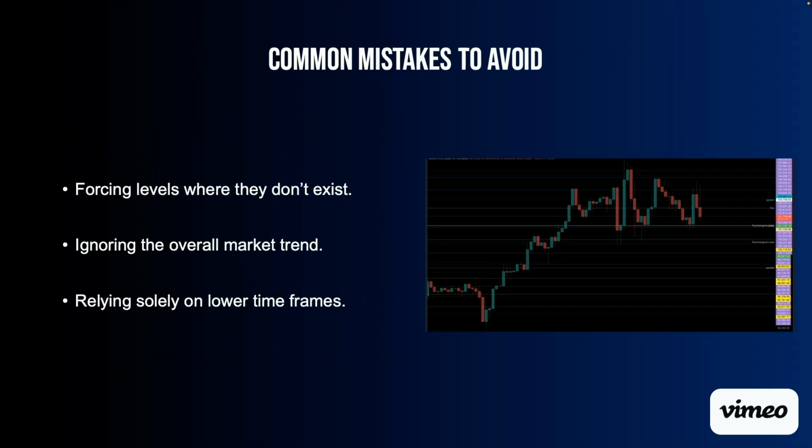Now, before we wrap up, here are a few mistakes to watch out for. Forcing levels. Keep in mind, not every price movement creates a significant support or resistance. Be selective. Ignoring the context. Always analyze levels in the context of the overall trend. A level in a strong uptrend may act differently than in a downtrend. Skipping the higher time frames. Smaller time frames can create noise. Always start big and work your way down.